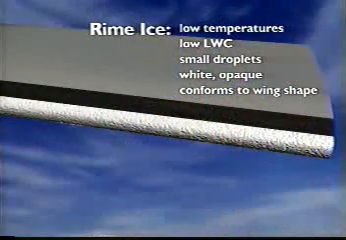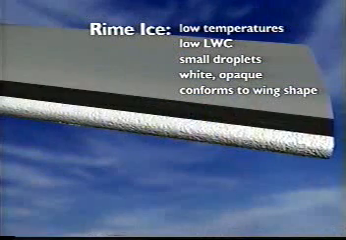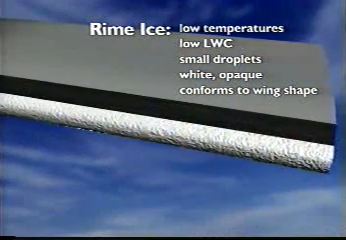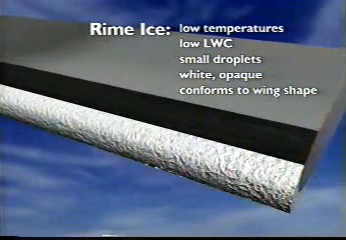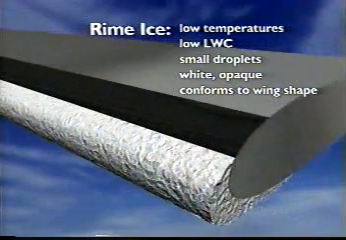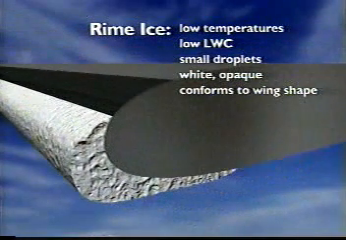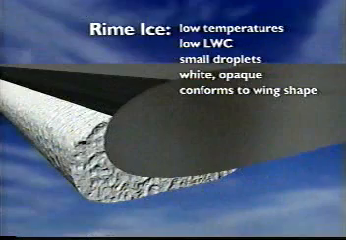Local temperatures, droplet size, and supercool liquid water content are the factors which most influence the type of ice accumulated on the aircraft. Low temperatures, total air temperature between -10 and -20 degrees Celsius, low liquid water content, and small droplets tend to result in rime ice, which has a rather milky, white, and opaque appearance.